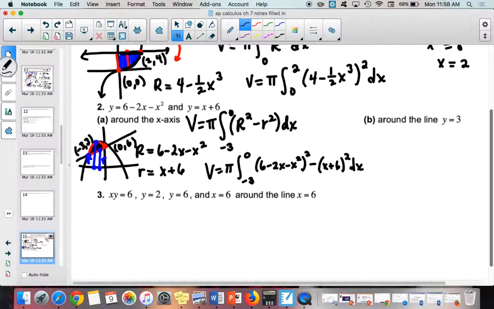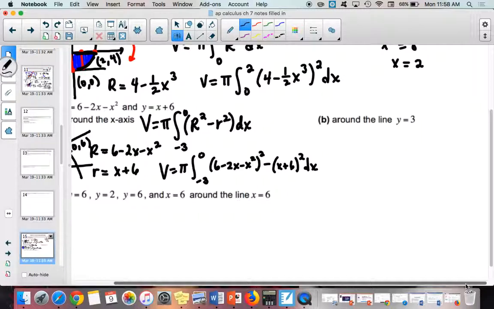So it looks like that. And then you could math 9 that and give your answer. I wouldn't recommend doing it by hand. It looks kind of annoying to do by hand. Yay, math 9. All right, so around the line y equals 3.